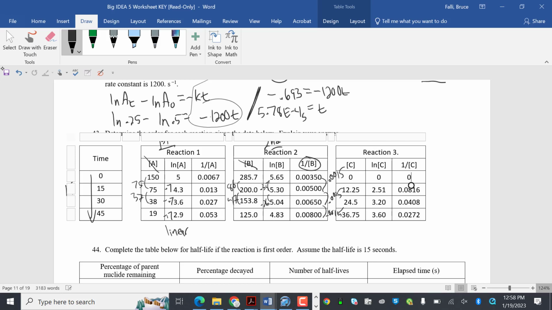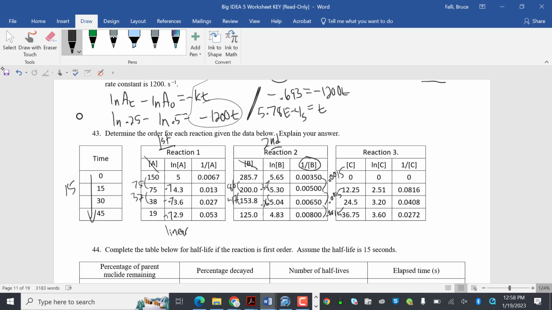And why? The why for that is because a constant change is linear. So here we go right here. This one changes by 12.25, changes by 12.25, changes by 12.25. So this is 0 because the constant change is linear.